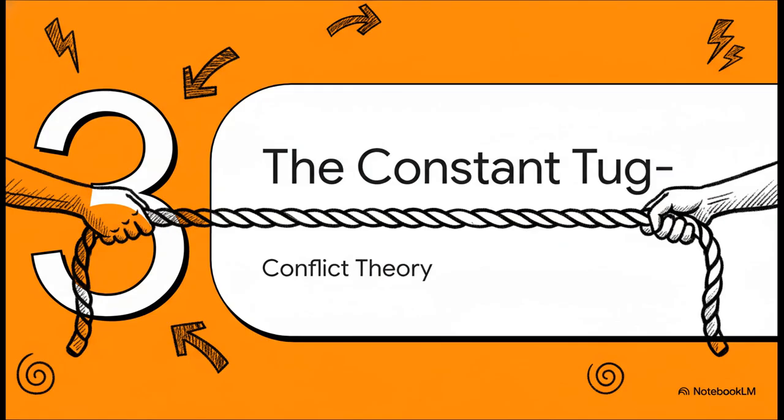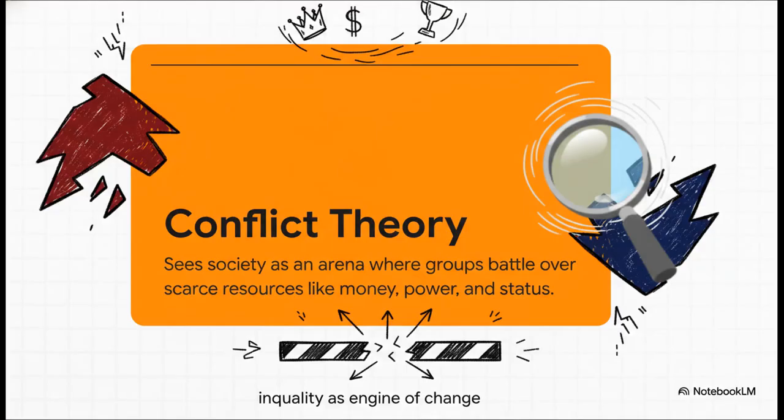All right, you ready? Let's flip the script completely and look at our second macro theory. This one throws that whole idea of harmony right out the window. Instead, it sees a constant tug of war. This is conflict theory, and it sees society not as a stable organism, but as an arena where different groups are in a constant battle over scarce resources.